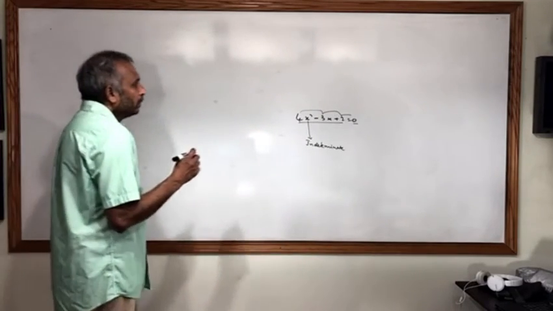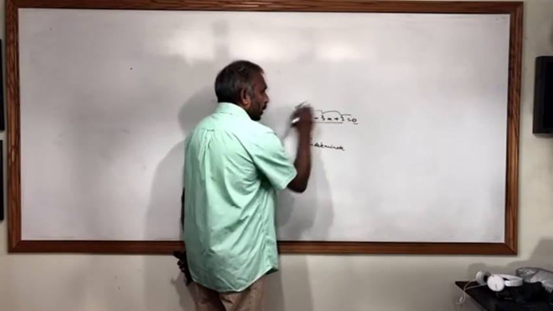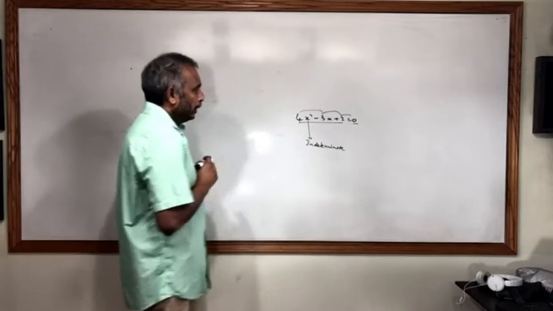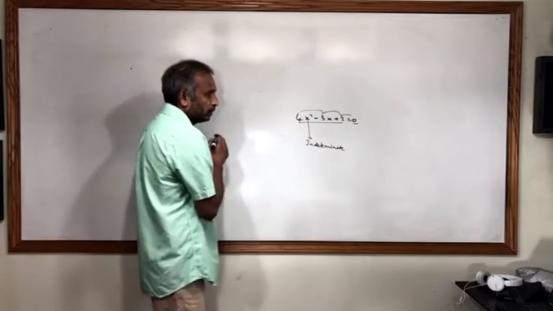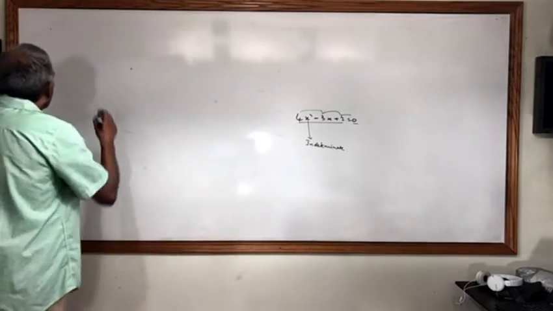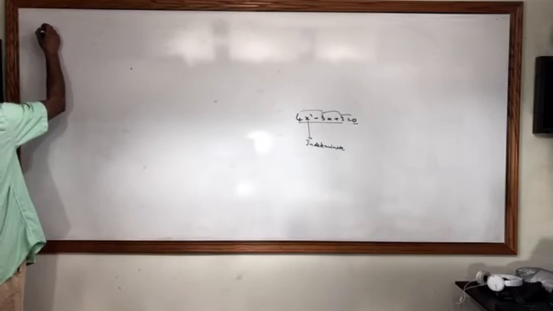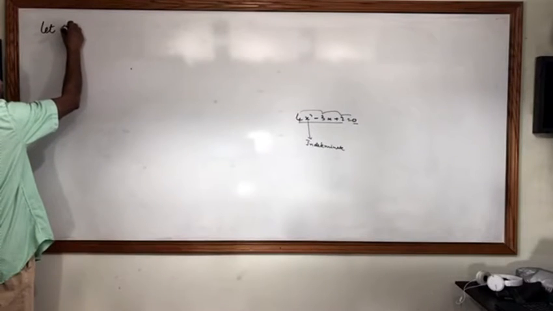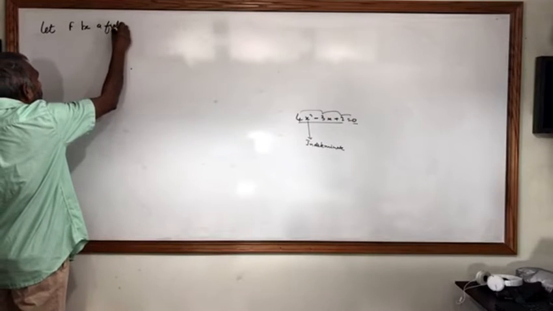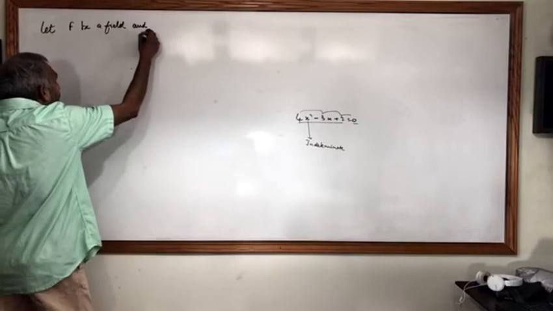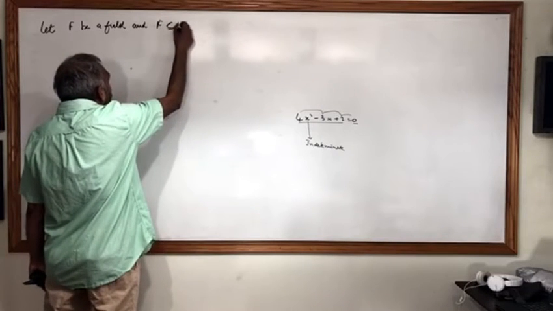So we are going to redefine the idea of solving the equation using the evaluation homomorphism. So let us define the homomorphism first. Let F be a field, and F is a subfield of another field E.